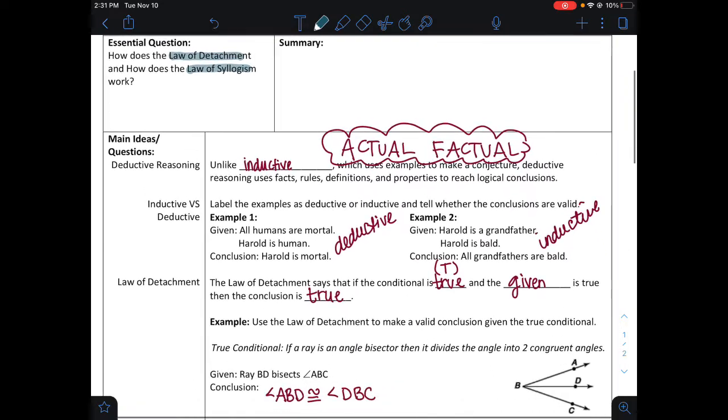Okay, so unlike inductive reasoning, deductive reasoning deals with facts, rules. Oh, let me highlight that. Facts, rules, definitions, properties to reach a logical conclusion. Right here I just wrote actual factual. So basically it's facts on facts. It's not you making a guess. It's based on facts, okay? Inductive reasoning is based on guesses, but deductive reasoning is based on facts. With inductive reasoning, you're trying to make a conjecture. With deductive, you're trying to, like I said, make a logical conclusion.